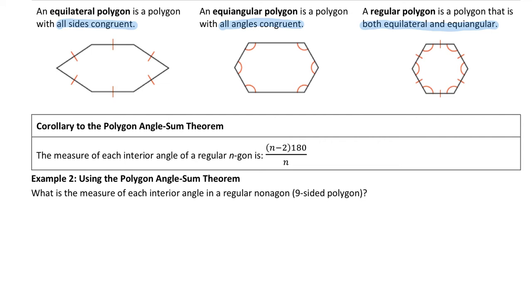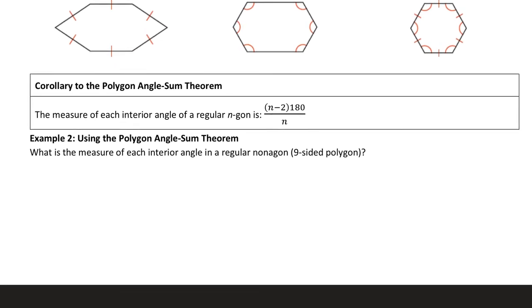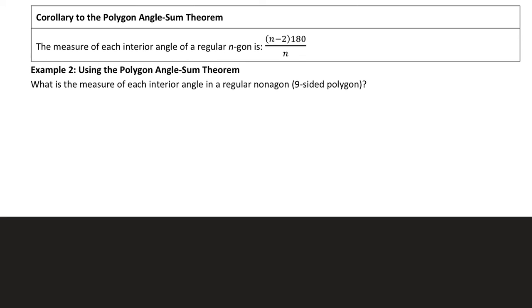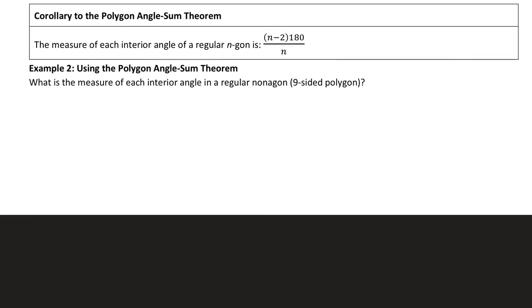So we're going to go through what we did in the last guided practice and talk about the corollary to this, which means to find the measure of each interior angle of a regular n-gon, meaning all angles are the same measure. We take this, n minus 2 times 180, divided by the number of sides, so divided by n.